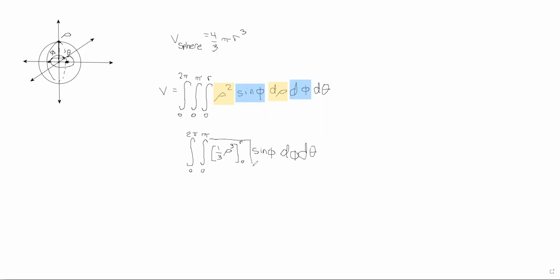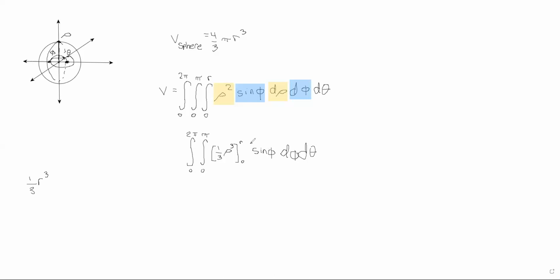So let's deal with this part right here. If we plug in r, we get r cubed. If we plug in 0, we get 0. So everything in here works out to be 1/3 rho cubed minus 0, so just 1/3 rho cubed. And because we already dealt with that part, we can move it outside the entire integral. This is going to be 1/3 r cubed. We're going to replace the rho with an r. So this is 1/3 r cubed, 1/3 r to the 3rd.